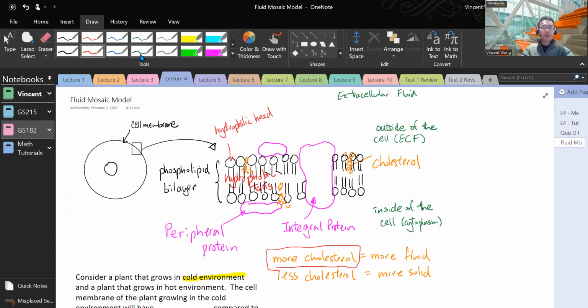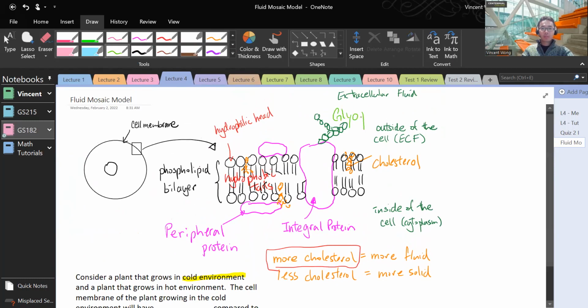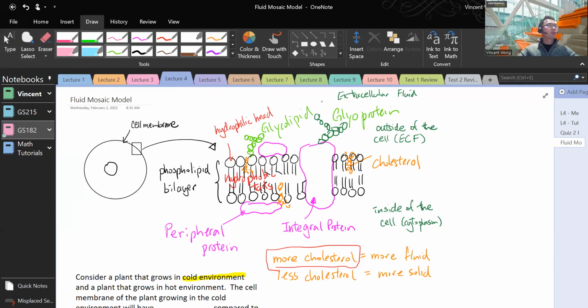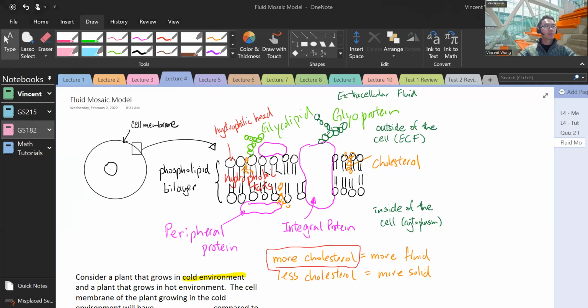There are other additional things. You might have sugar stuck on the protein, and that makes it a glycoprotein, a sugary protein. Let me just choose a different color here. Glycoprotein. You might have some sugar stuck on the lipid as well, and that will make it a glycolipid. Glycolipid. These things are important when it comes to cell recognition, for example. Okay, so there you have it. That's the fluid mosaic model. Hopefully that's a good review for you.